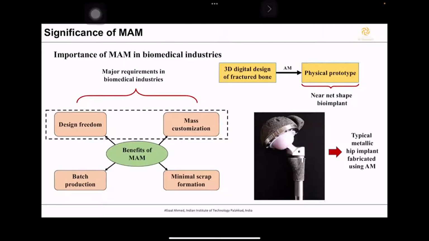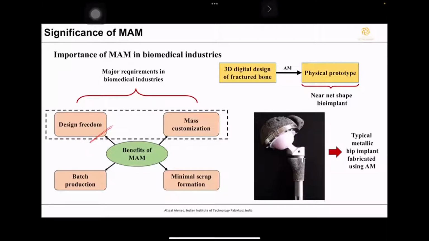When we talk about the benefits of metal additive manufacturing, you see the design freedom. This is very much needed in any biomedical implant fabrication industry. Why? Because as I told you, the implants are age specific, gender specific, and again specific to the injury as well. So you need a design freedom which metal additive manufacturing provides you.